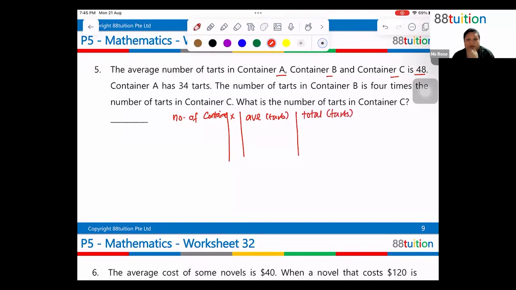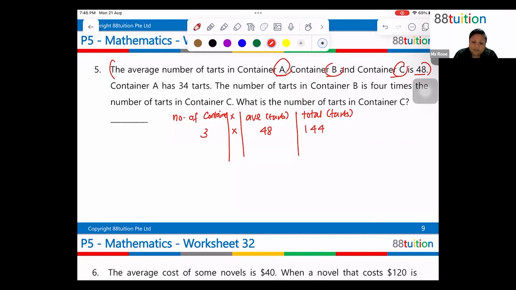So if we look at the first part of the sentence, what did it say? The average number of tarts in A, B, C. How many containers are there? 3 containers. The average is 48. So there are 3 containers A, B, C, and the average is 48. That means the total number of tarts will be 144.